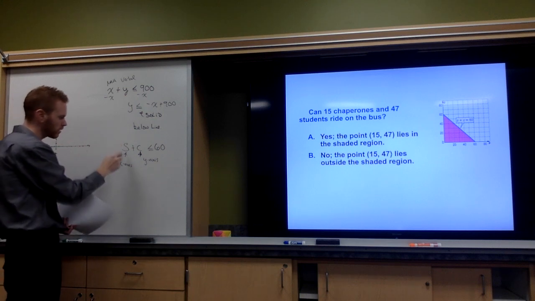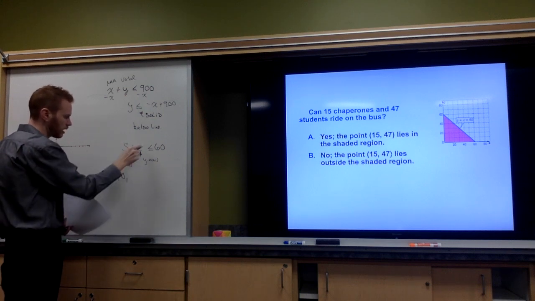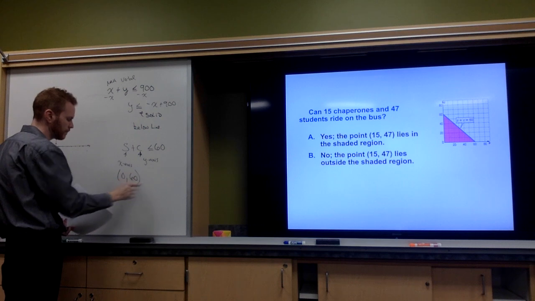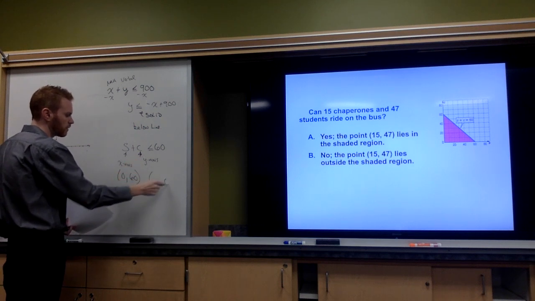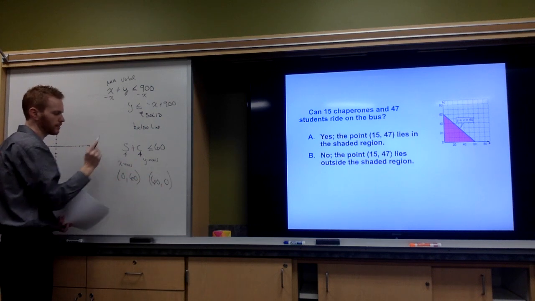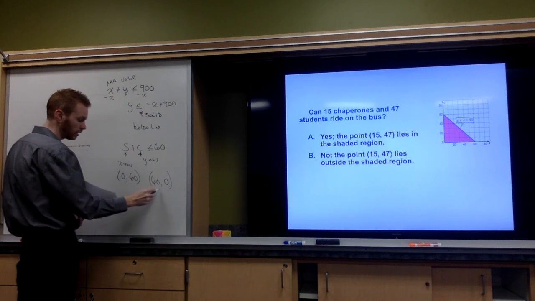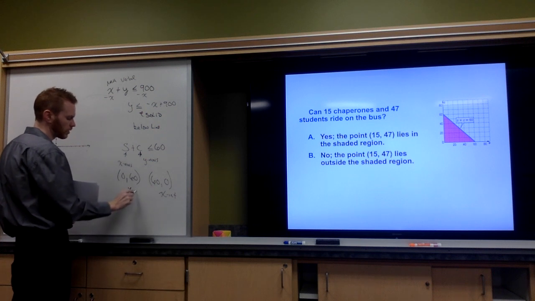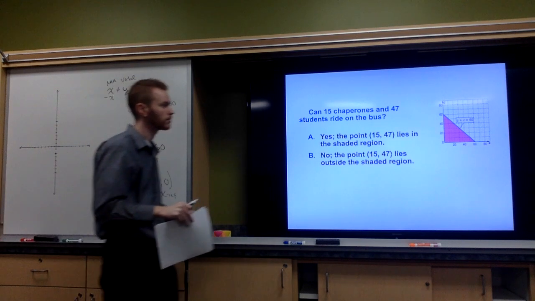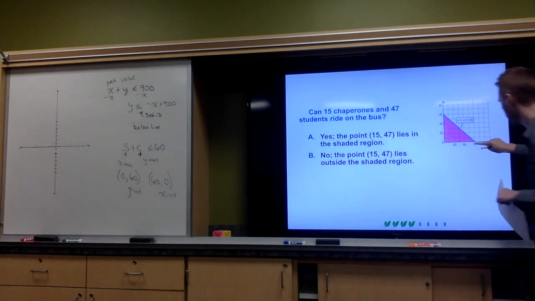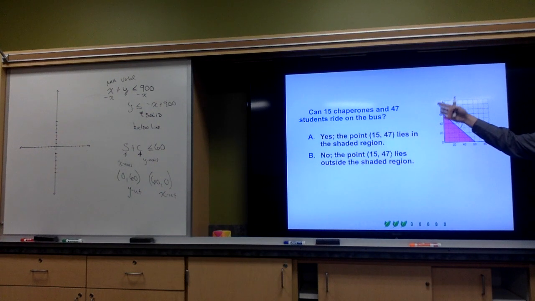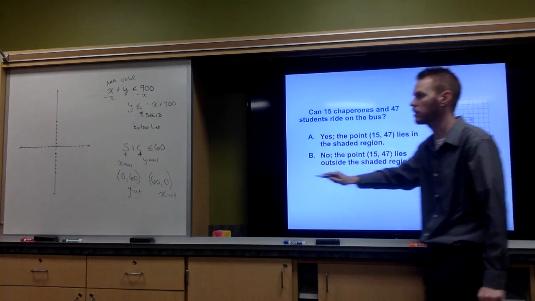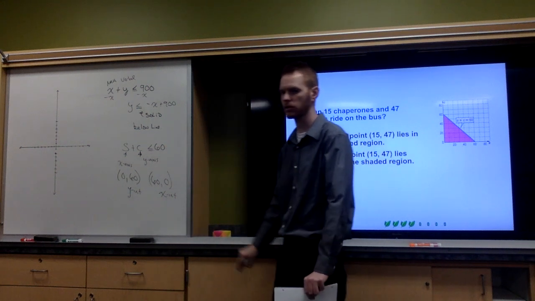So if I plug 0 in for this one, the chaperones have to be 60. If I plug in 0 for the chaperones, the students have to be 60, right? So right here is going to be my x-intercept, and this one's my y-intercept. So take a look at my graph up here. See how I did that? This is my x-intercept, this is my y-intercept. All I need is 2 points to graph it. I can connect them. And then I'm shading below the line, right? Because I want values that are less than or equal to 60.